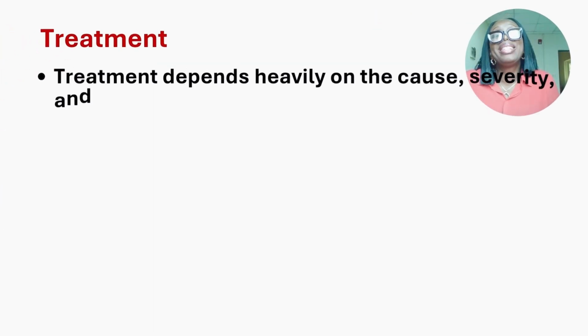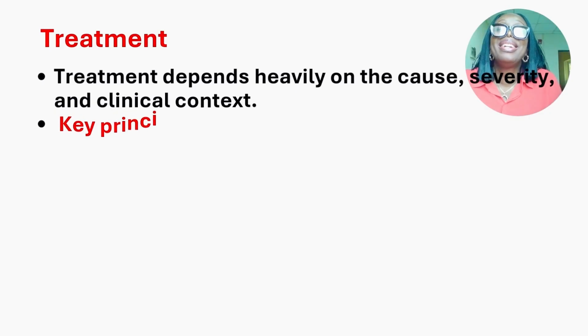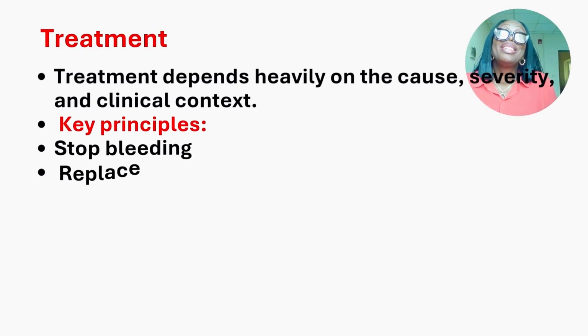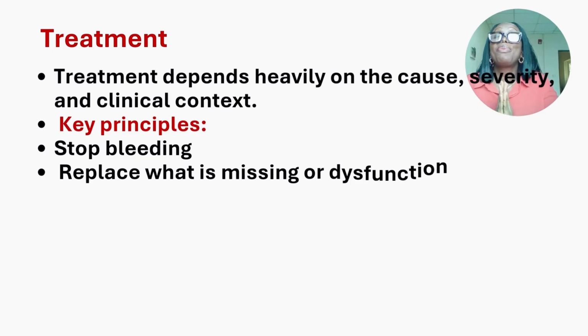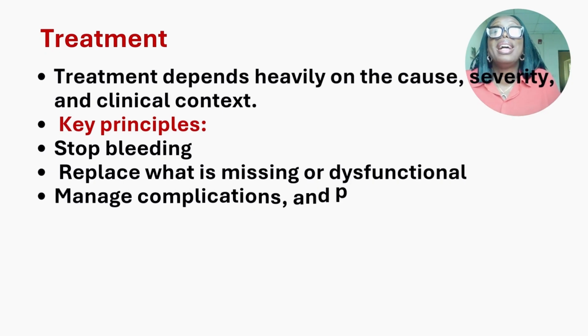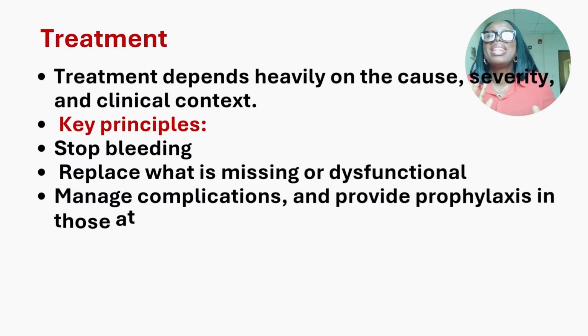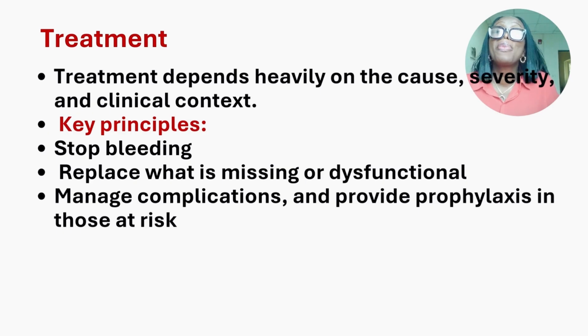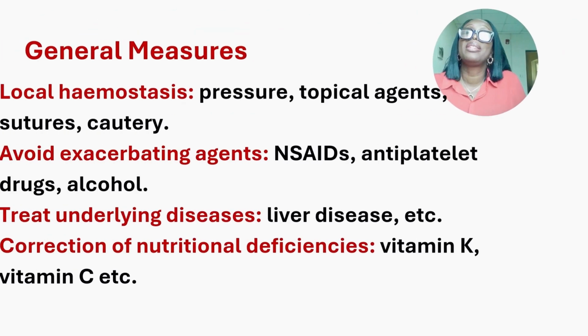How do you treat bleeding disorders? It depends on the cause and also the clinical context. But you have key principles. Number one, to stop the bleeding. Number two, to replace what is missing or what is dysfunctional. And then to manage the complications and provide prophylaxis for those at risk.